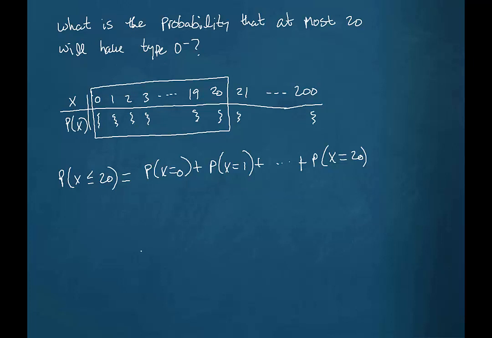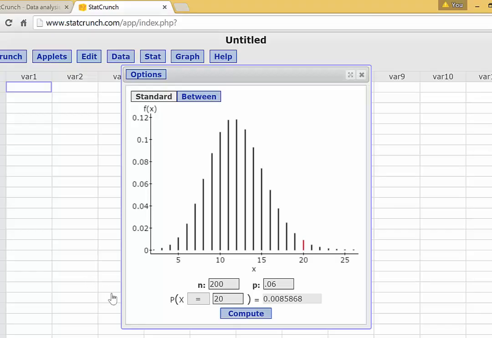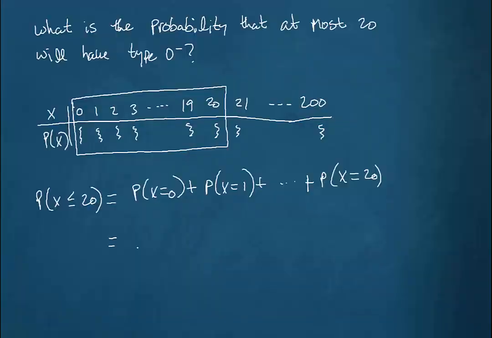Fortunately, we don't have to calculate each of these probabilities and add them up. We can use StatCrunch. And the only change we'd have to make here is to make this say the probability that x is less than or equal to 20. Now this time we got 0.9907 when we round to 4 decimal places.